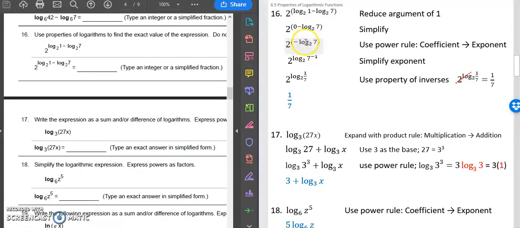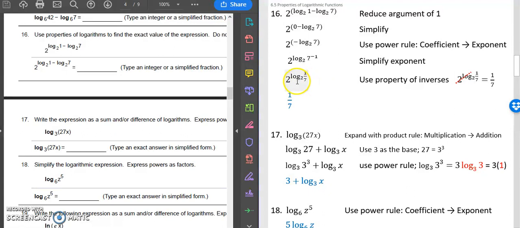Okay, so now we can use the power rule. We have a coefficient of negative 1 here in front of this log expression. So we'll make this negative 1 become our exponent. So now we have a negative exponent situation. We can apply that negative exponent rule. That simply means that you change its position in the fraction. So we move this 7 to the denominator. So it will be 1 over 7 raised to the first power. Now we will use the property of inverses.